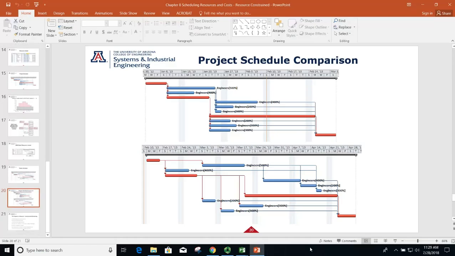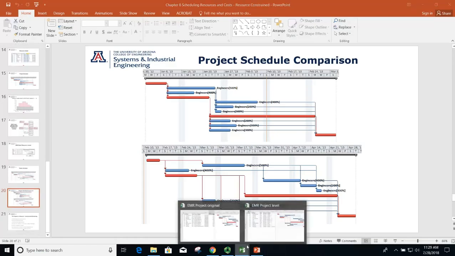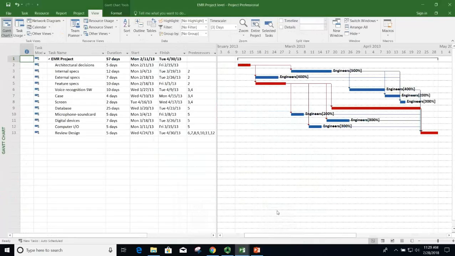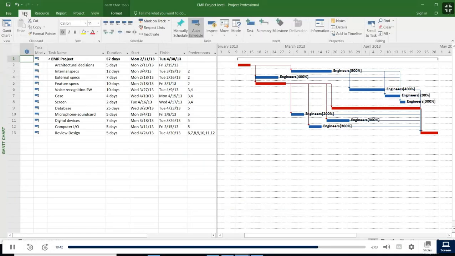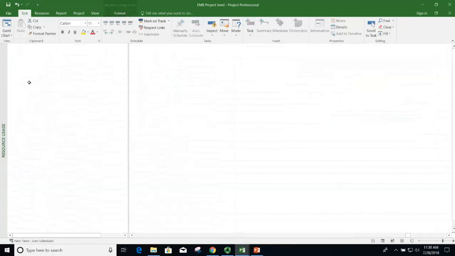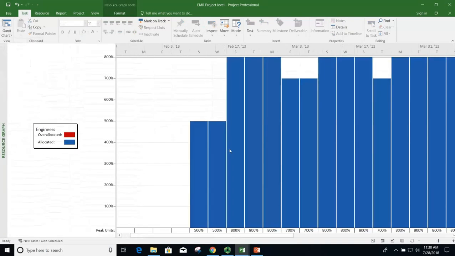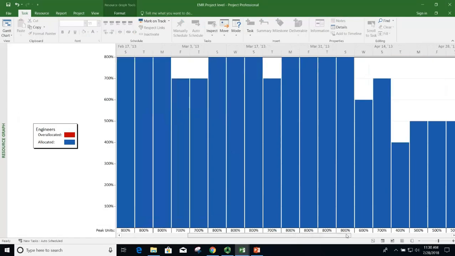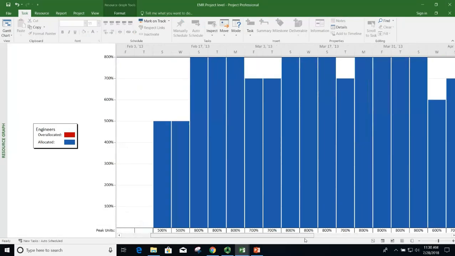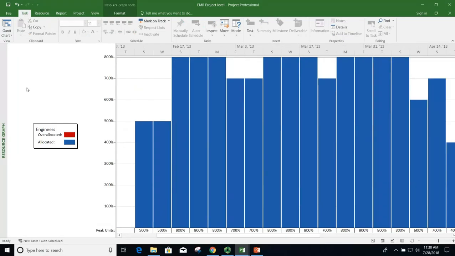So let's go back to project, look at that. Here it is leveled. And we can go and look at the usage graph. I got to go back to task again. Usage, resource usage, there. That's not the one I wanted. Sorry, I want the resource graph. I can look at the resource graph, and you can see we are 8 heads across the board.